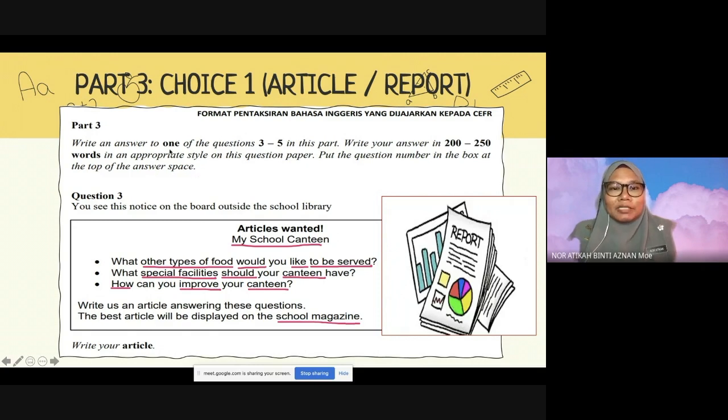Maksudnya, pilih satu soalan, kena tulis dalam 200-250 patah perkataan, and make sure that you write the number of the question. Ramai orang selalu tertinggal tulis nombor soalan. You have to write your number of question.